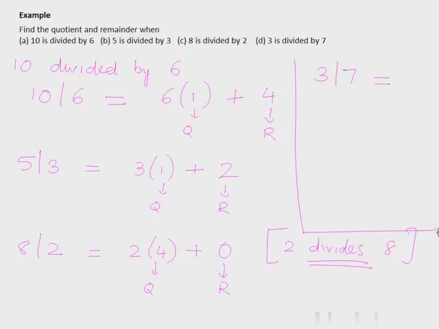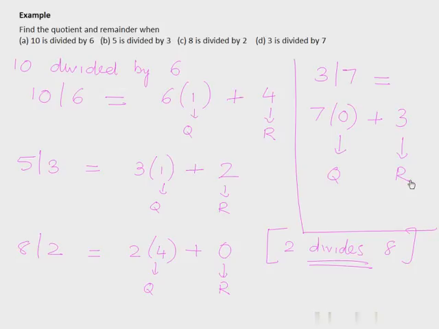3 divided by 7. So how many times does 7 go into 3? Well, 7 can't go into 3. So it's 7 times 0. And what's left? All of 3 is left because 7 didn't go into 3 at all. So the remainder is 3. We have a quotient of 0 and a remainder of 3.